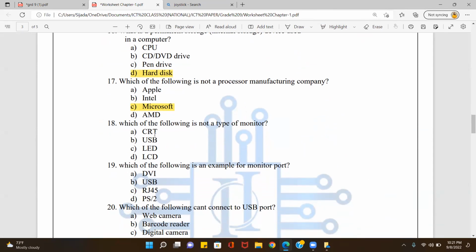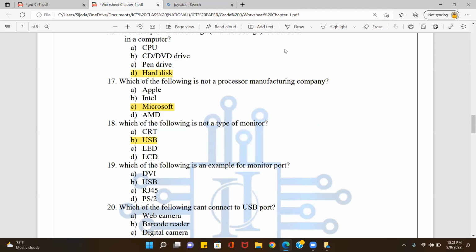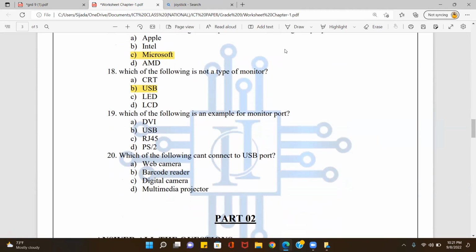Which of the following is not a type of monitor? CRT, LCD, LED. All these are types of monitor. Not a type of monitor is USB. USB is a port that you use to connect a peripheral device. It's not a type of monitor.